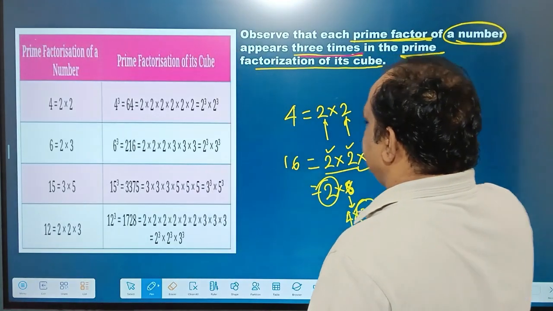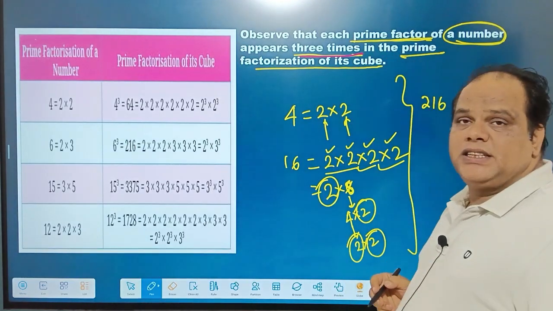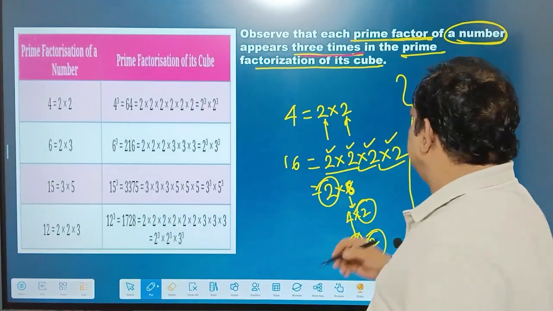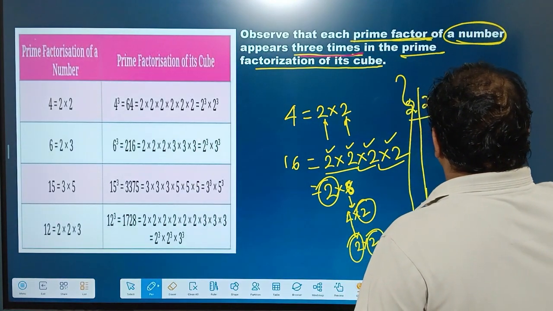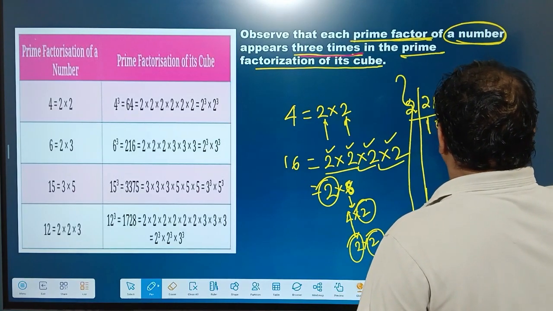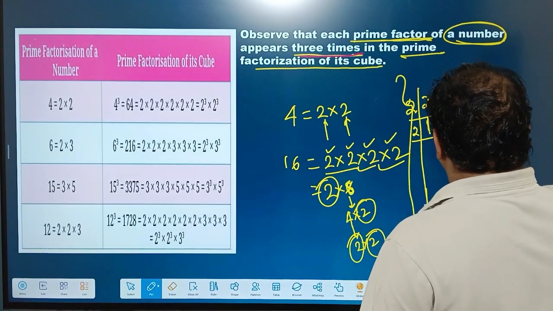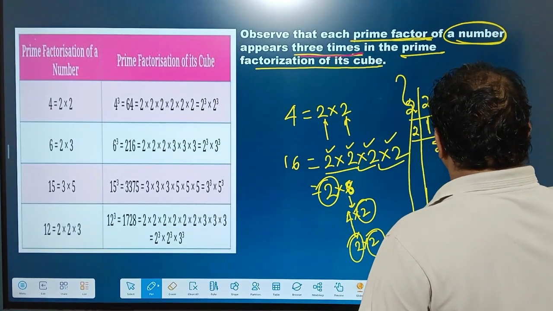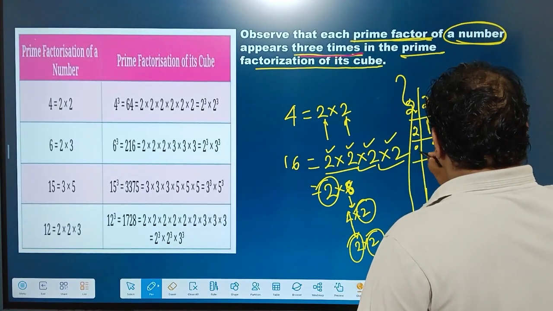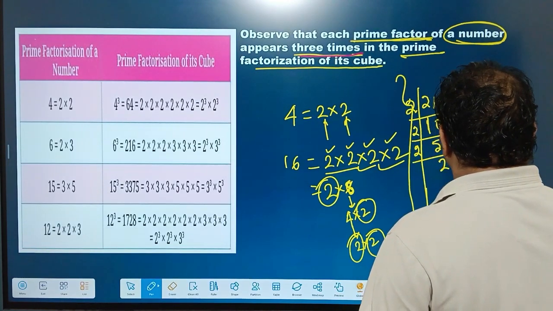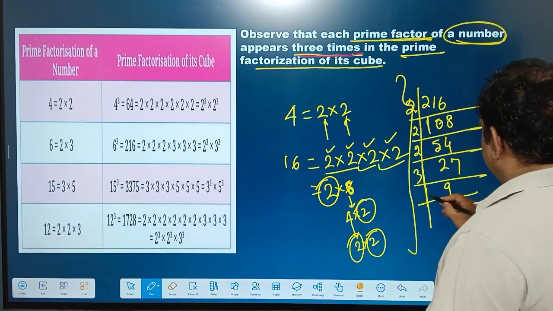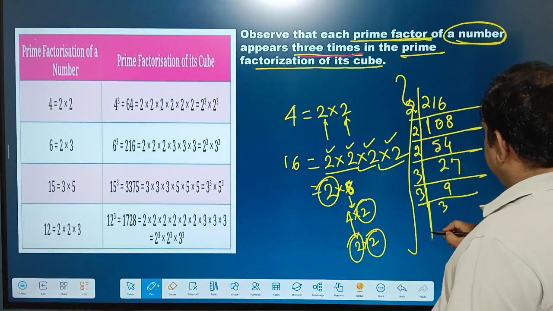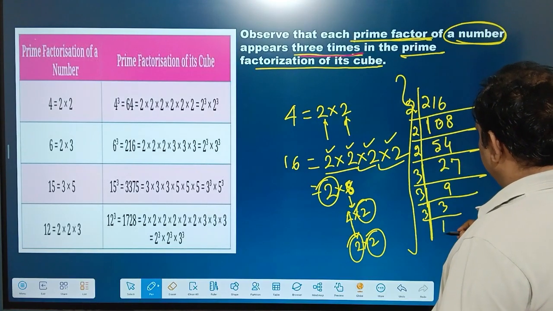Likewise, if we see 216, it is the cube of 6. So if we take the factorization, just take the factorization by 2: 2 ones are 2, 2 fours are 8, 2 eights are 16. Now again 2, 2 fives are 10, 2 fours are 8. Again 2, if we take, it would be 27. Now we will take 3: 3 nines are 27, then 3 threes are 9, and again if you want to do it, you can do it, else you can leave it.